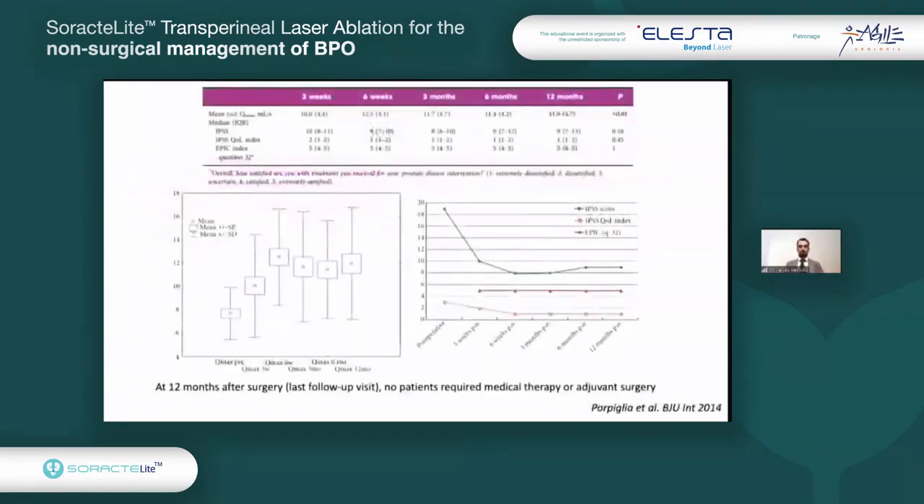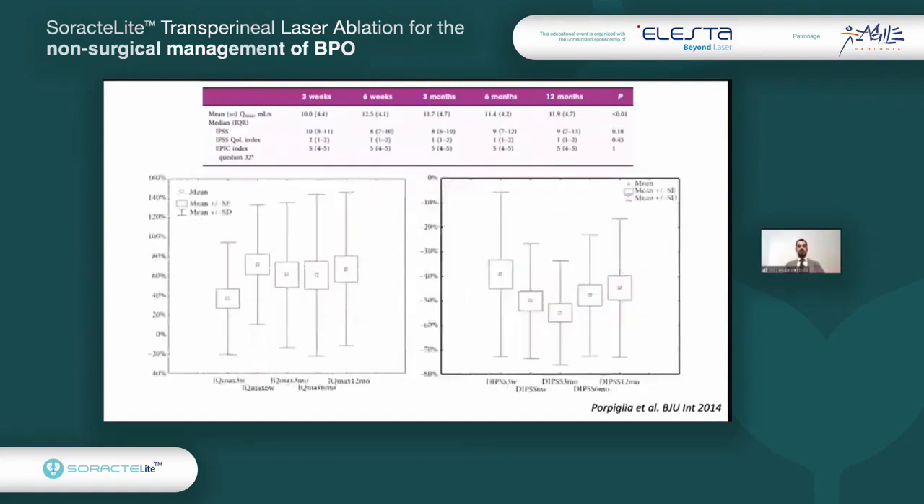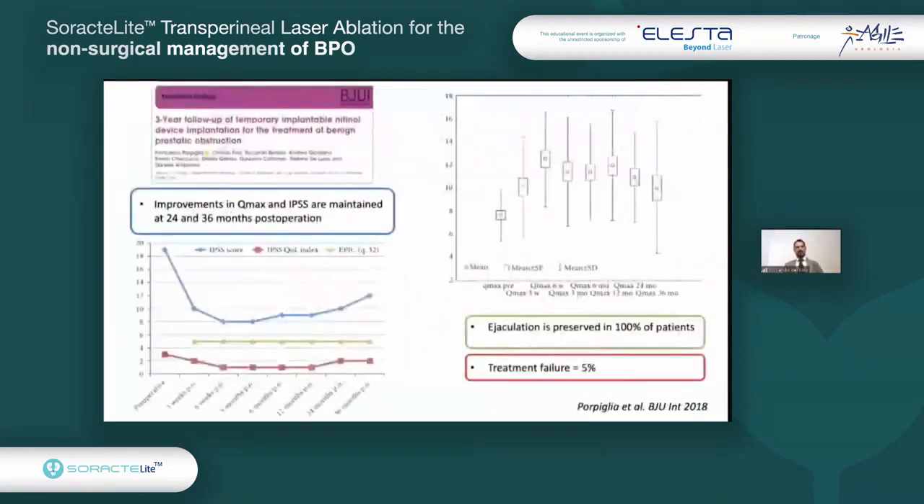The urological point of view of this cohort was pretty good, because the patients improved in all the IPSS, the quality of life, and the maximum urinary flow rate, around 100% improvement in the Qmax and a 50% reduction in the patient-reported outcomes. The cohort was followed up till 3 years.